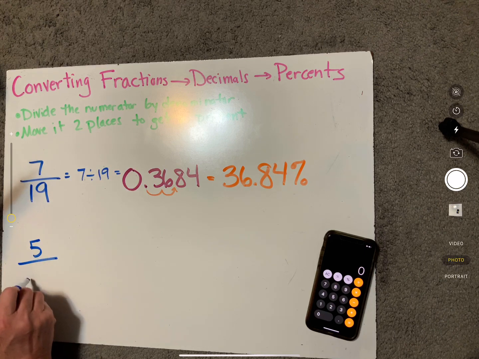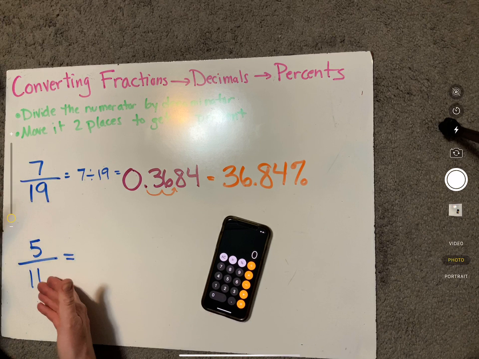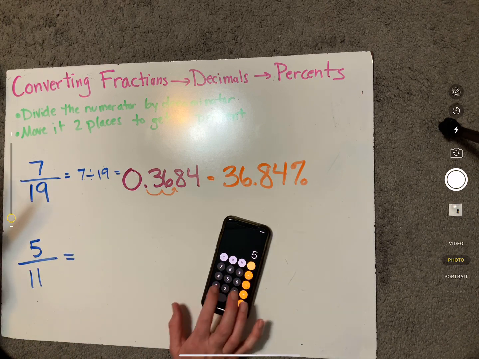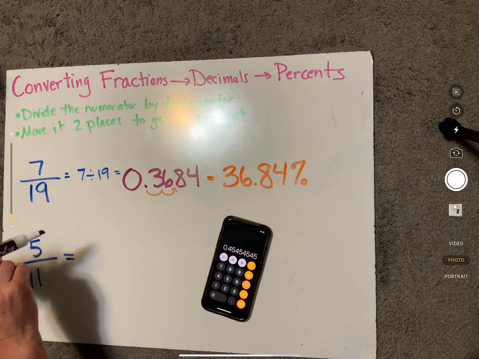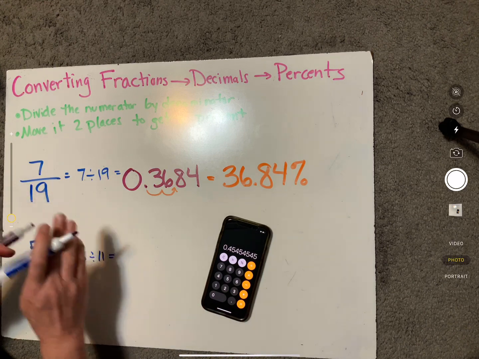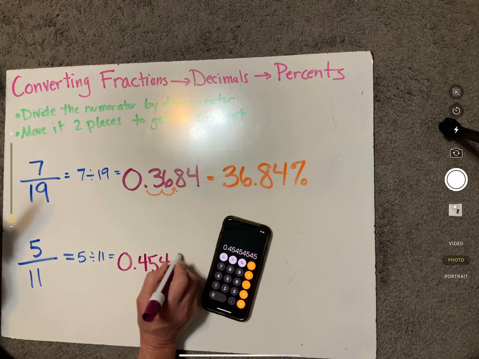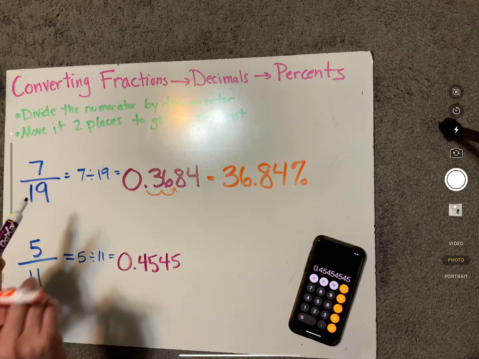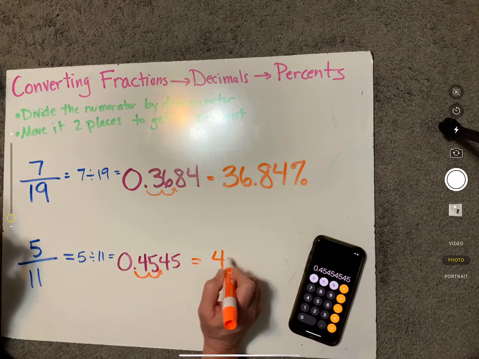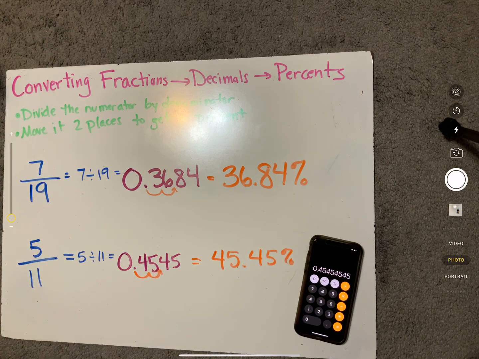Okay? All right, let's try 5/11. Okay, so again, not going to be a friendly fraction to get us to 10 or 100. So 5 divided by 11 equals, so I'm punching in 5 divided by 11 equals, and it was 0.4545. Now, to get my percent, I'm going to move it 1, 2 places. So I get 45.45%. Okay.